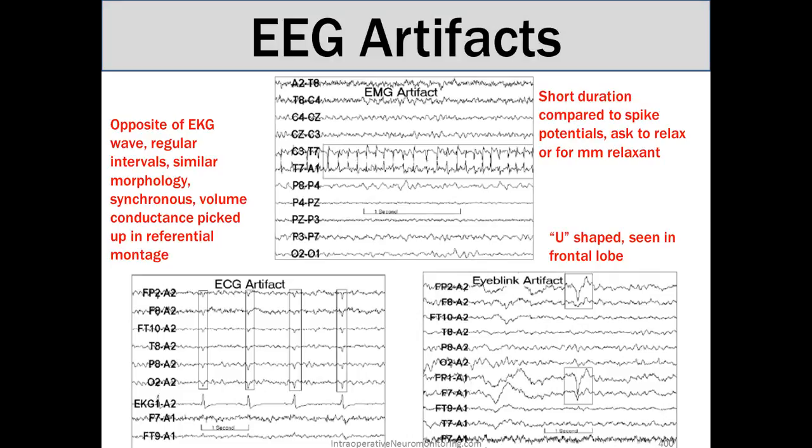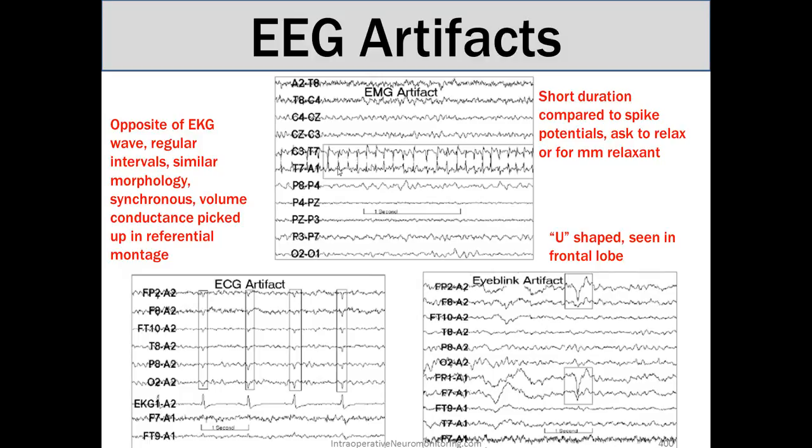EKG artifact is the opposite of the EEG waves: regular intervals, similar morphology, synchronous, volume conductance picked up in the referential montage. So we're looking for the artifact as highlighted in this box. And then, it's not on these slides, but usually they will have a referenced electrode to something on the head, and that is where we're going to look for our EKG artifacts. But we don't have it on these slides here. They got cut off. But we can see this rhythmic EKG artifact here.